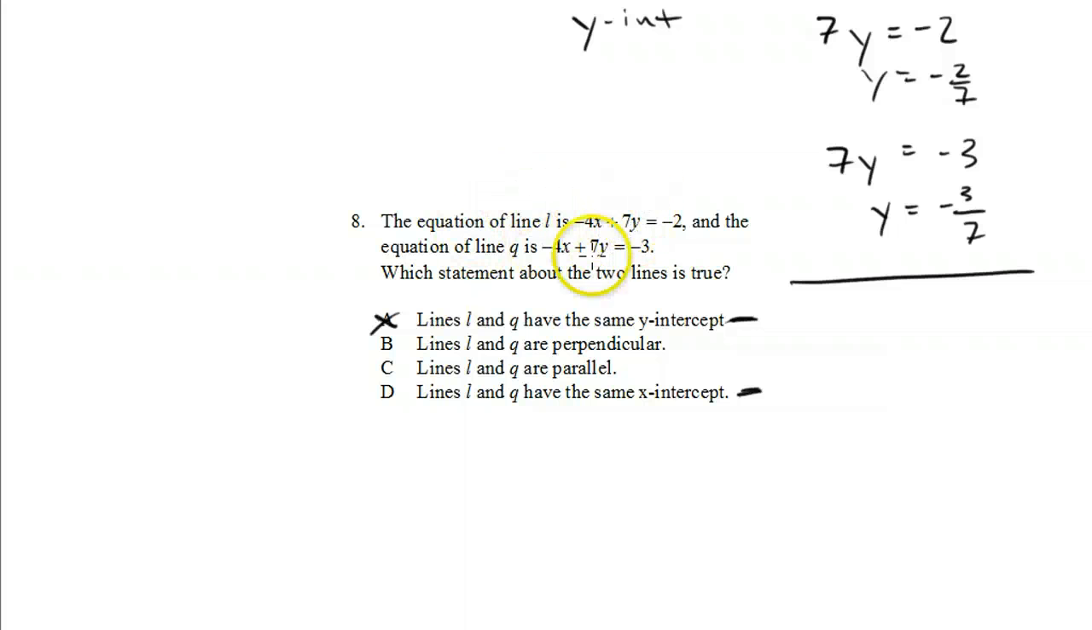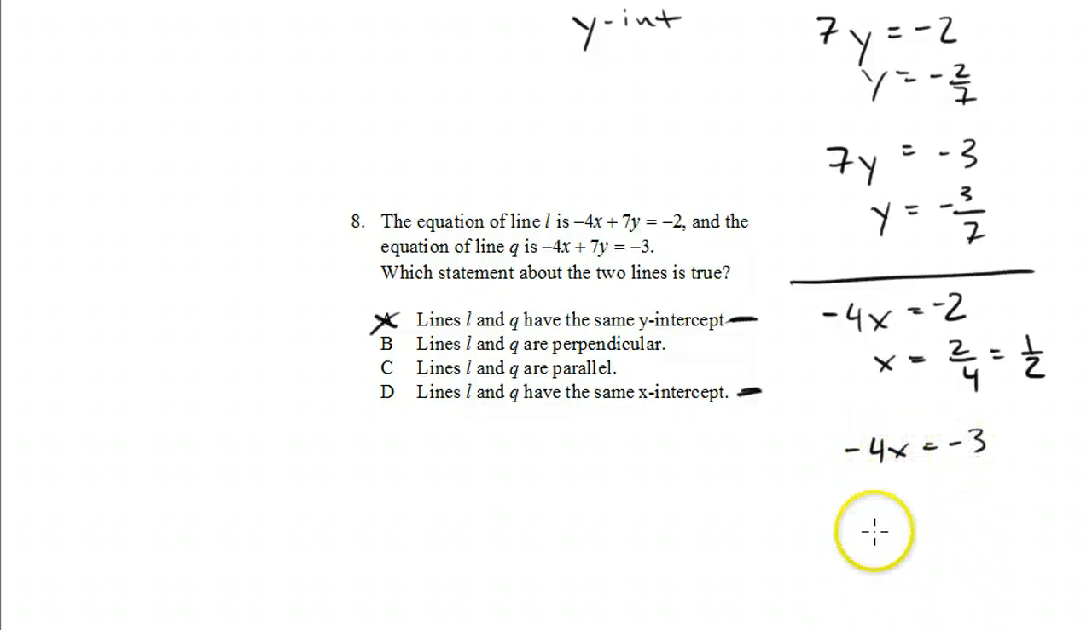Now let's check the x-intercept. Well, if I plug in 0 for y, then those cancel out. I get negative 4x is equal to negative 2, which is 2 over 4, or 1/2. And same thing for line Q. If I plug in 0 for y, this disappears, and so I'm left with negative 4x is equal to negative 3, and I get x is 3 over 4. Not the same.